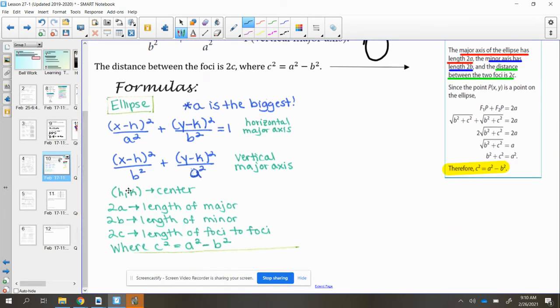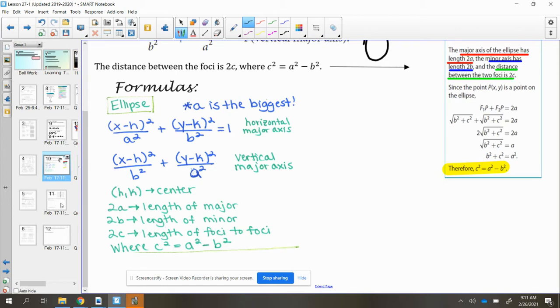And again, similar to a circle, H comma K is our center. Then 2 times A is the length of the entire major axis. 2 times B is going to be the length of the minor axis. And then C is the distance from foci to foci. We find C squared by doing A squared minus B squared, because again, A squared is the biggest. Okay, and all this is on there, but you definitely want to make note that A is the biggest of the 3 parameters in our ellipse.